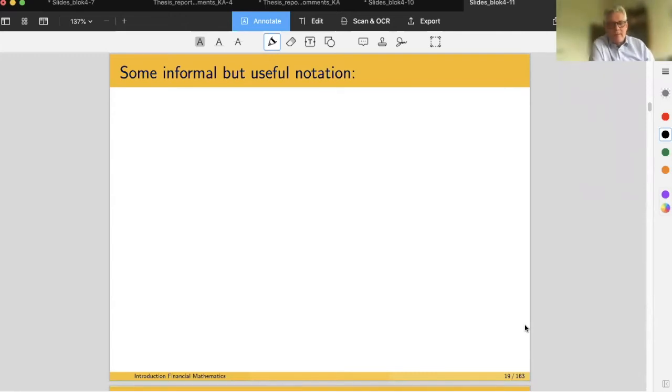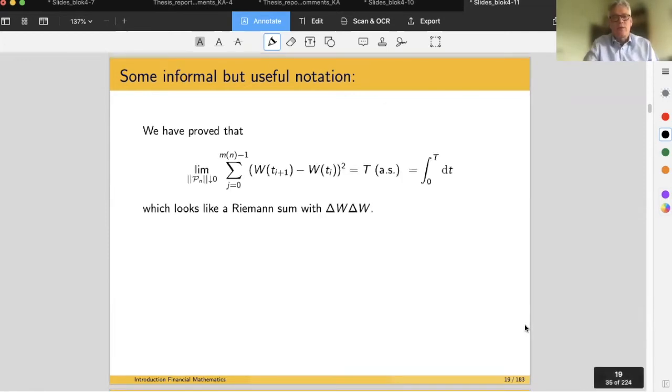All right, welcome back. In this second part, we will discuss the remaining part of section 3.4. And we will do 3.5, the Markov property, and also 3.6. So we essentially finish up chapter 3. We will start with some informal but very useful notation. So let's see what we have seen so far.